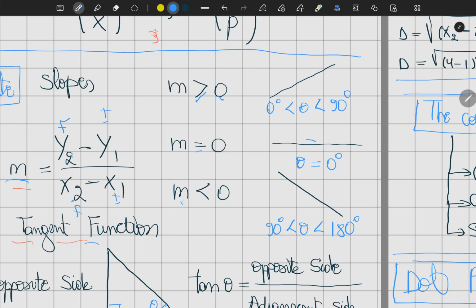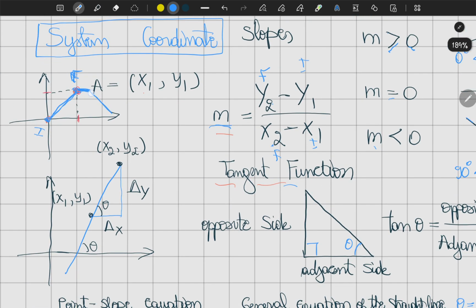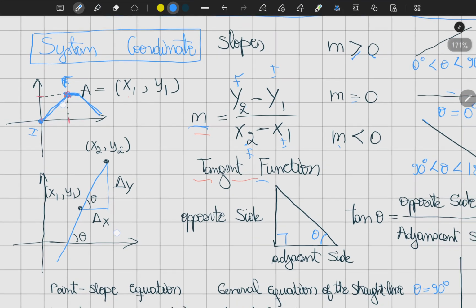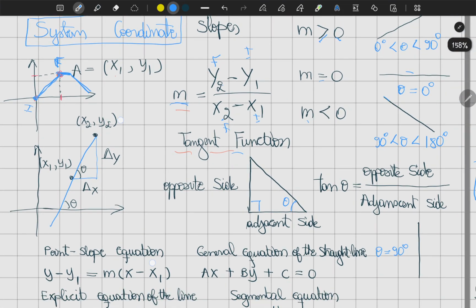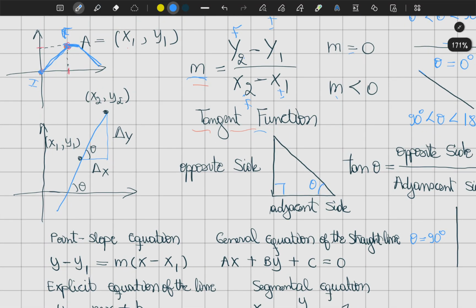And when M is less than 0, you get the inverse. So the angle is going to be between 90 and 180 degrees, and you'll end up with a slope that goes down like this. This is what you should know about the tangent line. We're not going to go into details. It was just to give you an idea of how you can get a tangent line.